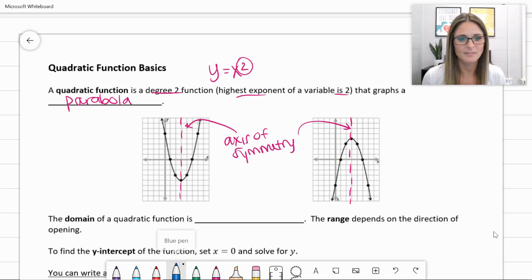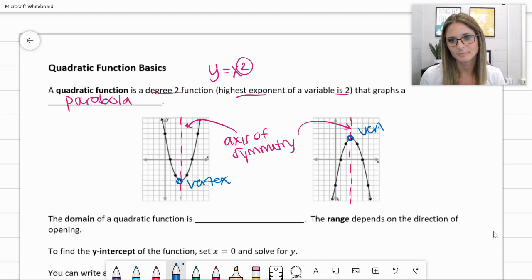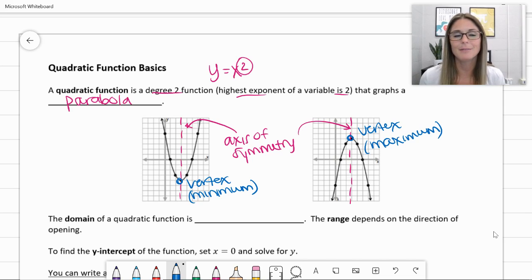Let's label next the vertex. So that axis of symmetry also runs right through the center and the vertex of my parabolas. Now, depending on the direction of opening, that's why there's two pictures here, that vertex might serve as a minimum, like on the left, or on the right, because it was reflected, now that vertex is my maximum point. Might seem like simple vocabulary, but I promise it's important.